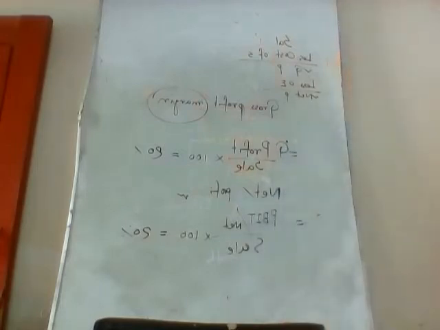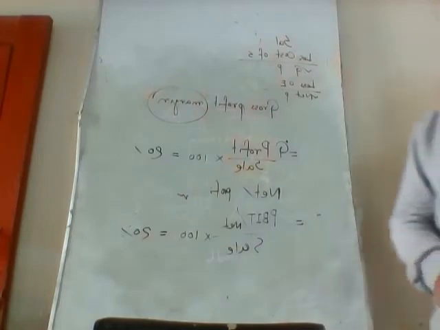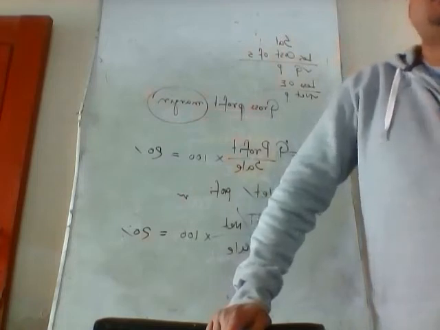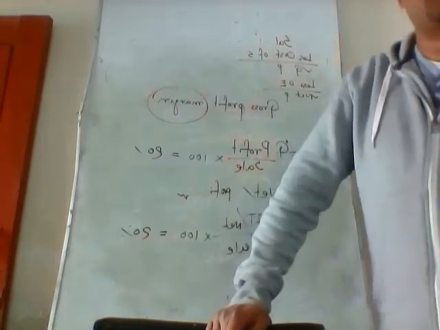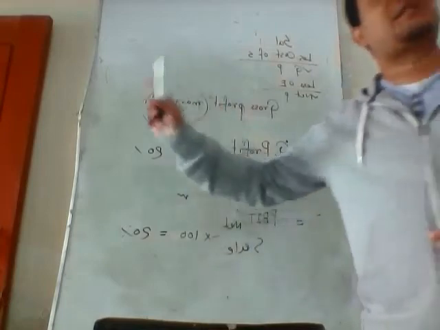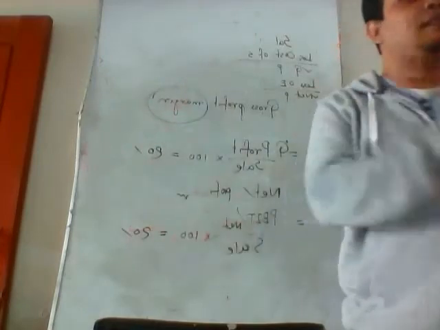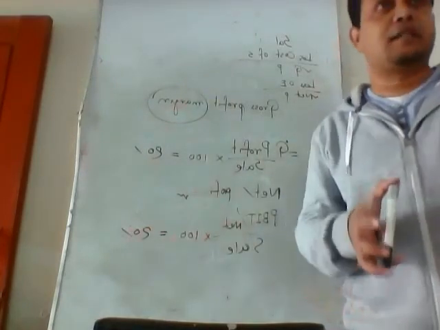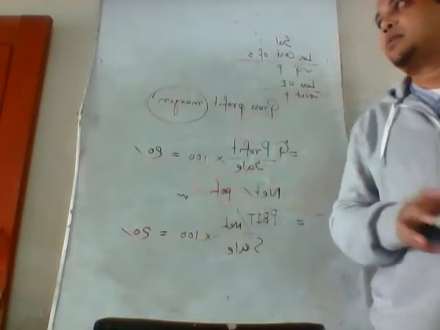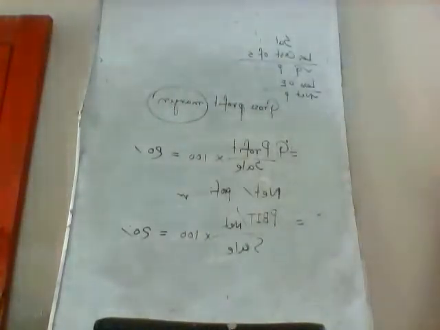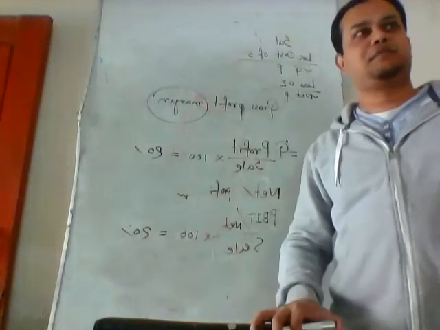Now come, another thing you can compare by using this profit margin, which is called trend analysis. Suppose you are trying to compare your own performance last year and current year. As for example, last year your profit percentage was 20%, and this year your profit percentage is 25%. So you can say this year profit percentage is more. So you can say this year your company is performing better than last year, right?